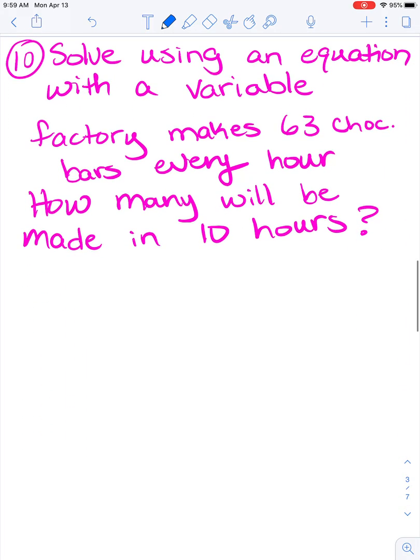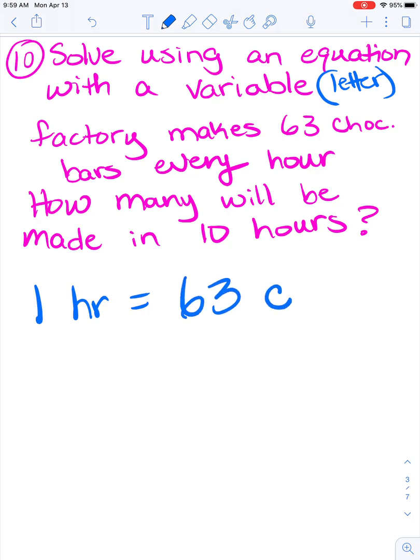Here we're going to solve using an equation with a variable. Remember, a variable is going to be your letter. All right, so it says a candy factory makes 63 chocolate bars each hour. Each means multiply and sometimes divide. So 1 hour equals 63 chocolate bars. So how many will 10 hours equal?